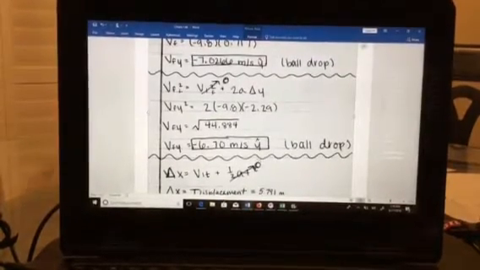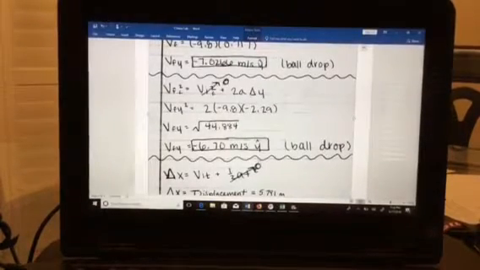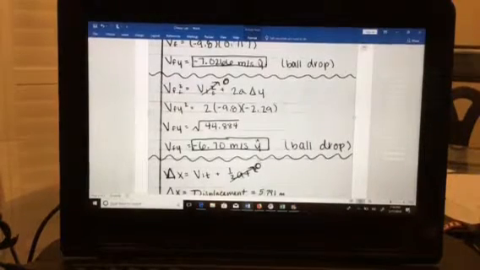If we had thrown the ball up, the change in y would still be 2.29 meters because the ball had to come back through its original position, but v initial would be some non-zero value because it has fallen.